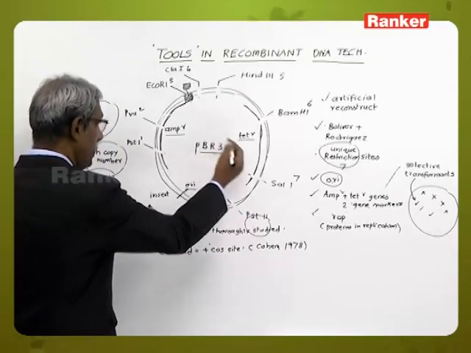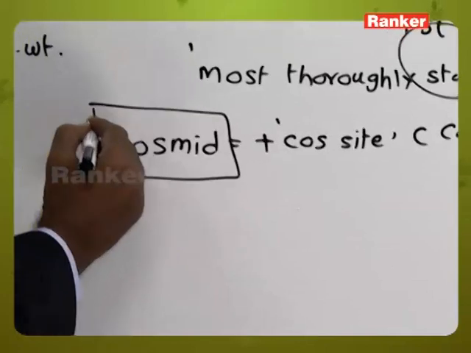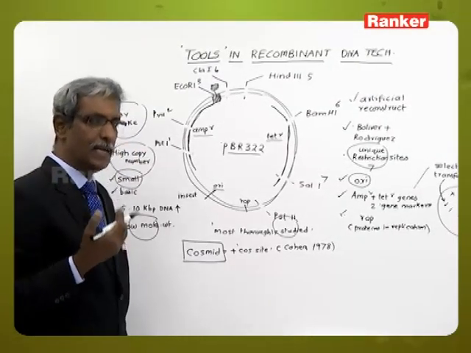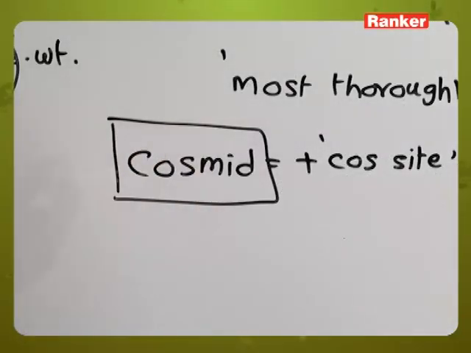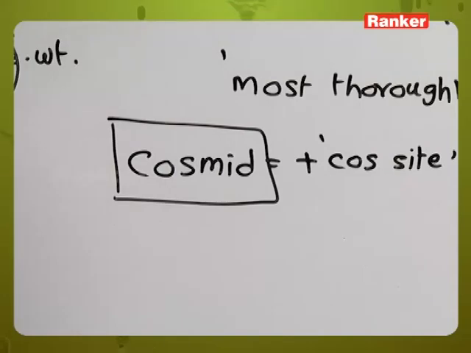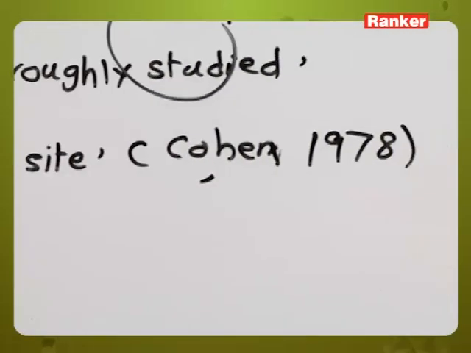A modification of the pBR plasmid is termed a cosmid. Just like we have different series, from a plasmid you have the development of the next generation of vector, which is termed a cosmid. So what is a cosmid? A cosmid was developed by a scientist named Cohen in 1978.